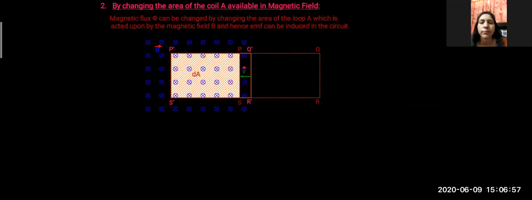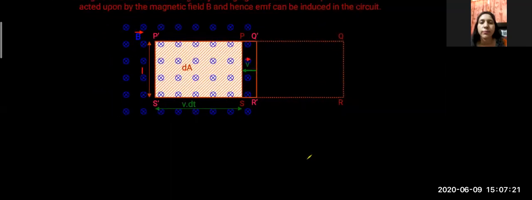The area of this conductor is dA. This loop is moved horizontally from right to left with a velocity v. As a result, the magnetic flux linked with this loop also increases and EMF is induced in this loop. Clear? See in this figure.